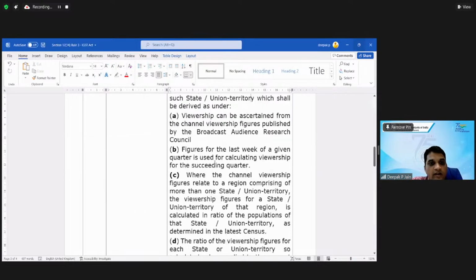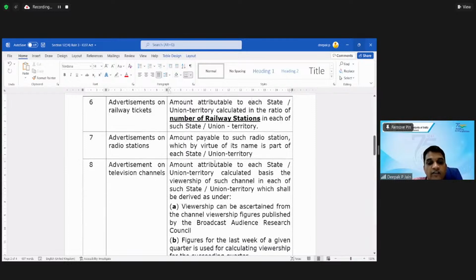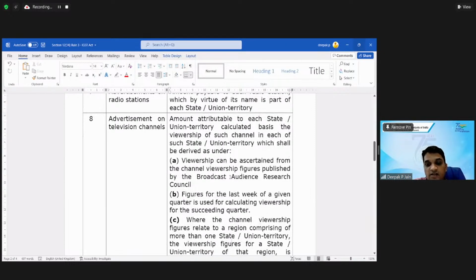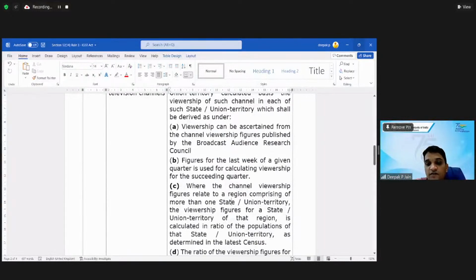8 point. Okay. 8 point in C. Advertisement on television channels. If there is an advertisement in television channels, and the channel viewership relates to a region comprising more than one state, then the viewership figures for a state or UT of that region are calculated on the ratio of population.